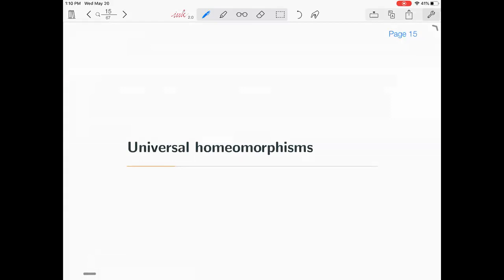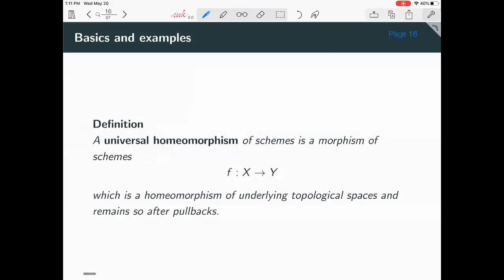And I want to abbreviate universal homeomorphisms as UH, following Shane Kelly. So a universal homeo is a map of schemes which is a homeomorphism of underlying topological spaces. So that's the first condition that you demand.